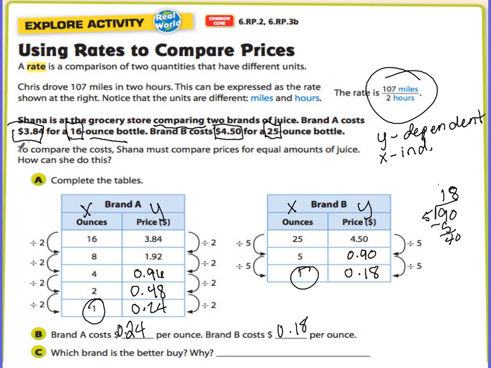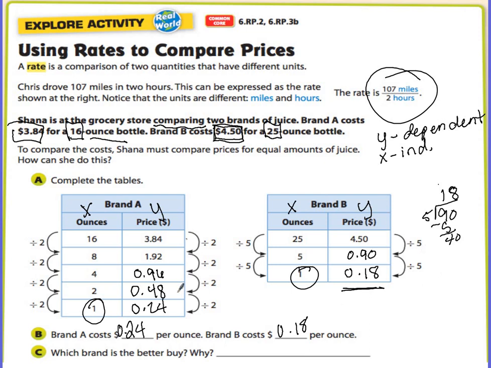So even though before it looked like the better buy was going to be the $3.84, we realize now that it's actually brand B because it is less expensive per ounce. So even though you're paying more money to get more ounces, you're actually paying less per ounce based on your unit rate.